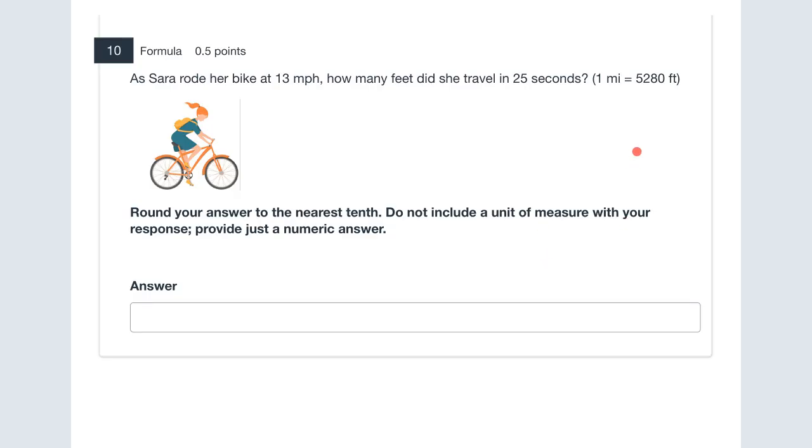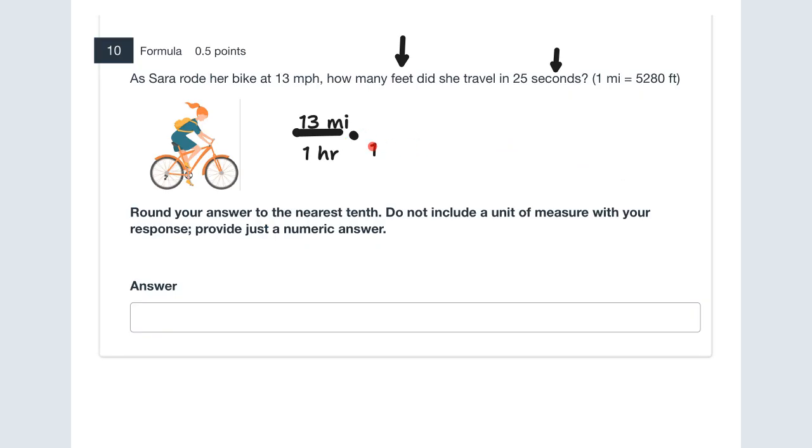Number 10, Sarah rode her bike at 13 miles per hour. So this is 13 miles in the top and 1 hour in the bottom. That is miles per hour. We just kind of saw that on the previous one. We're looking for feet, and we're also going to have to multiply by 25 seconds. So that means we need to convert the miles to feet and the hours to seconds. So let's do the miles to feet first.